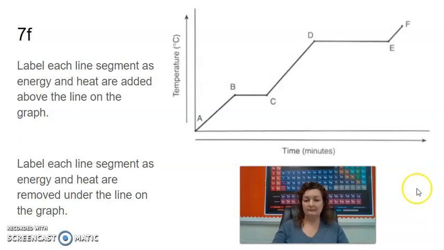So the first thing we need to do is look at our graph. What is it showing us? It's showing us time going by on our x-axis in minutes. Okay, and it's showing us on our y-axis temperature in Celsius increasing as it goes upward. We see a line on the graph, several line segments all put together, and now we have to determine which one is which.